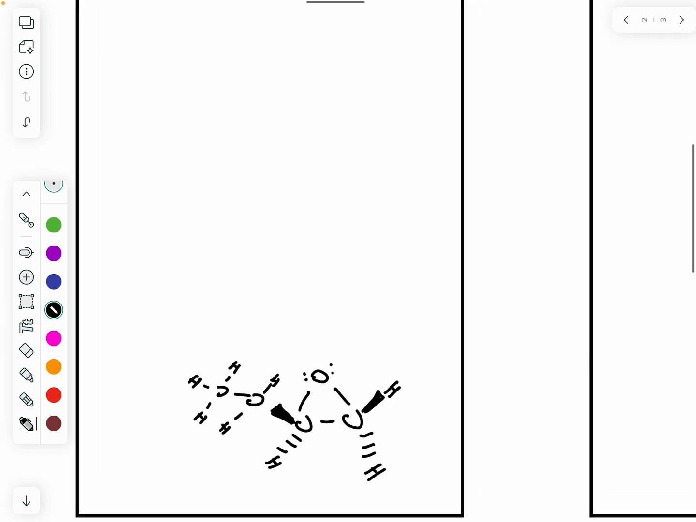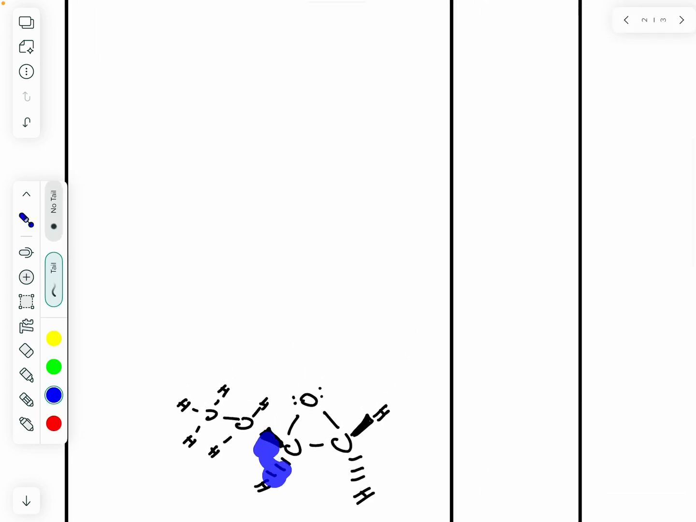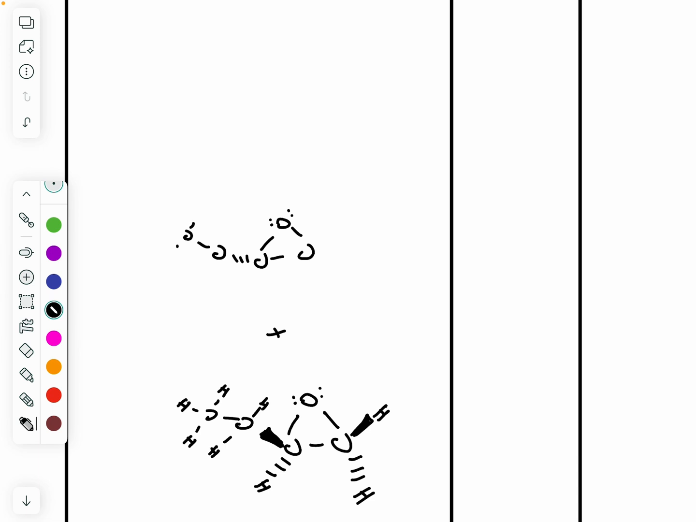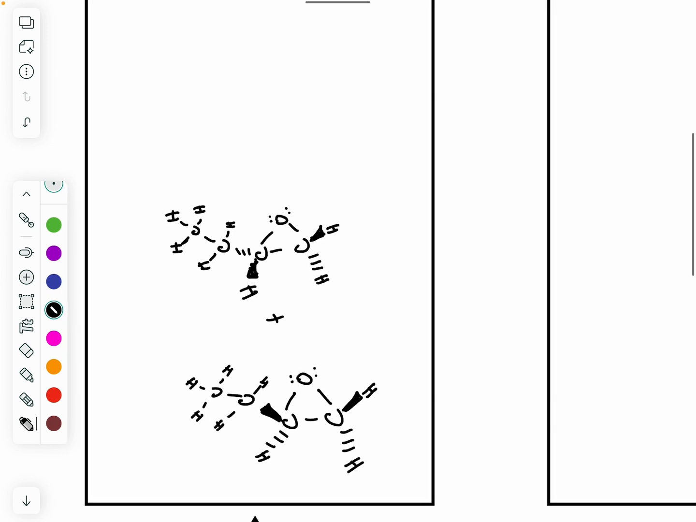Now with that being said, you can also flip the wedges and dashes. So there are two possible ways for this example, where the carbon chain is on the dash on that second carbon, and then the hydrogen is on the wedge. And same thing over here. However, it's very important to note that if this hydrogen's on a dash, then this hydrogen's on a dash.